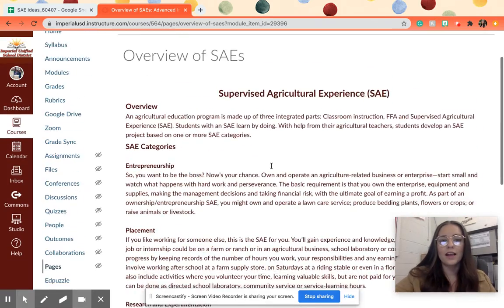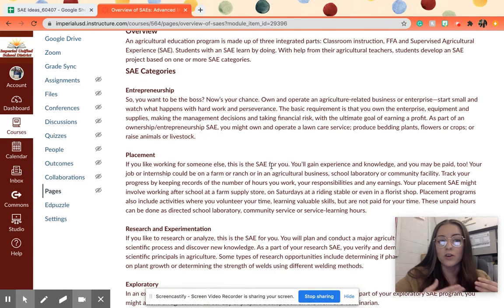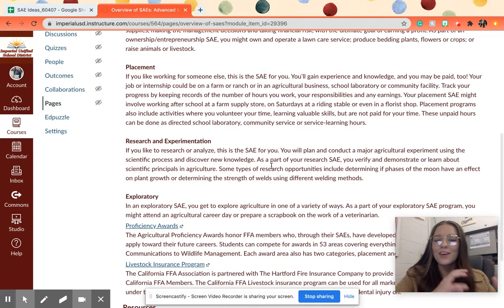Like we talked about in class, there are 4 categories for SAEs. We have entrepreneurship, which is you're an entrepreneur, you own your own business basically. Placement, you are being placed in a career or in a job with someone else. So you're working for someone, you're being placed with them. Research and experimentation, it's research and exploratory. You're exploring different parts of the agricultural industry.